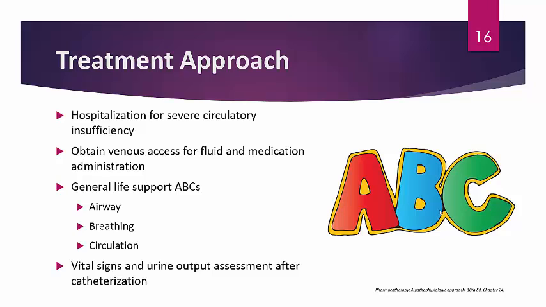Okay, so how do we approach the treatment for shock? The first thing that you want to do is get your patient to the emergency room and get them hospitalized for severe circulatory insufficiency. You want to try to obtain venous access, IV, for fluid and medication administration, because these patients are going to potentially need lots of fluids, lots of blood products potentially, depending on the type of hypovolemic shock they have. And your general ABCs: airway, breathing, circulation. You want to make sure that they're able to breathe on their own. If not, they may need to be intubated or mechanically ventilated.